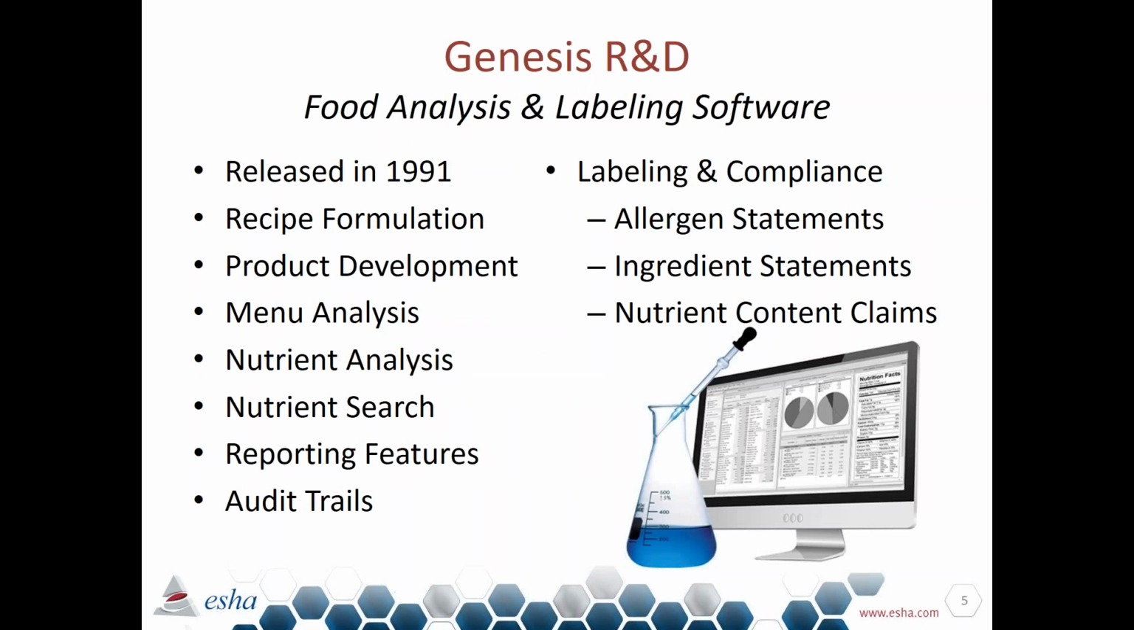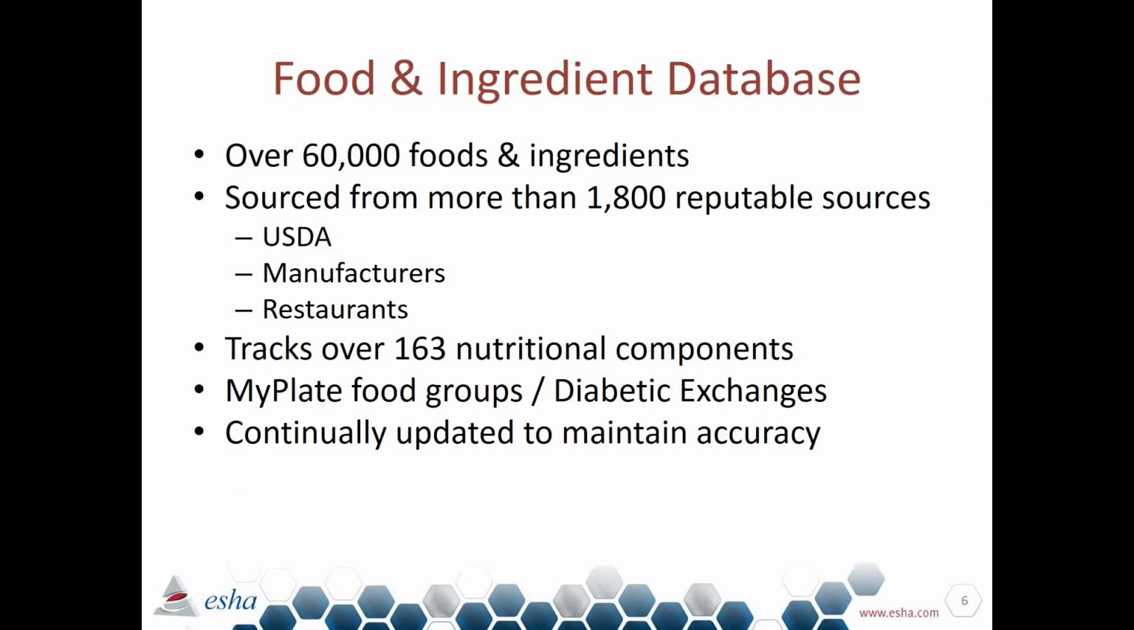Some of the highlights of Genesis that help you with your formulation and labeling needs. It was established in 1991 when the U.S. food regulations first became apparent. It can help with product development, menu analysis, and nutrient analysis. There's a lot of reporting and audit features, and the main part of this is it helps with label and compliance for different country regulations: U.S., Canada, Mexico, and European Union. It also helps with allergen statements, ingredient statements, and other aspects to create a compliant label for these governing bodies.